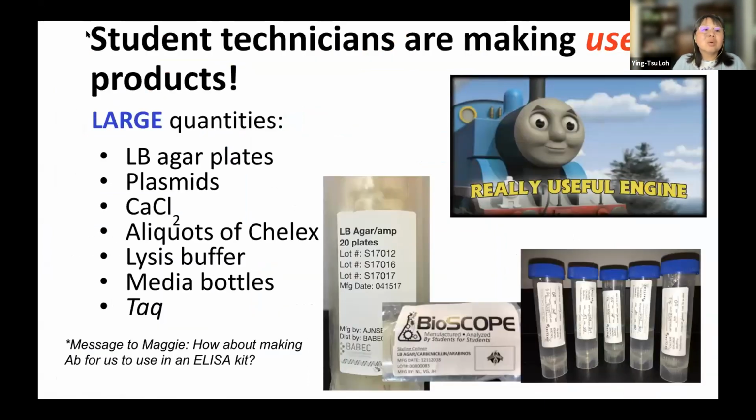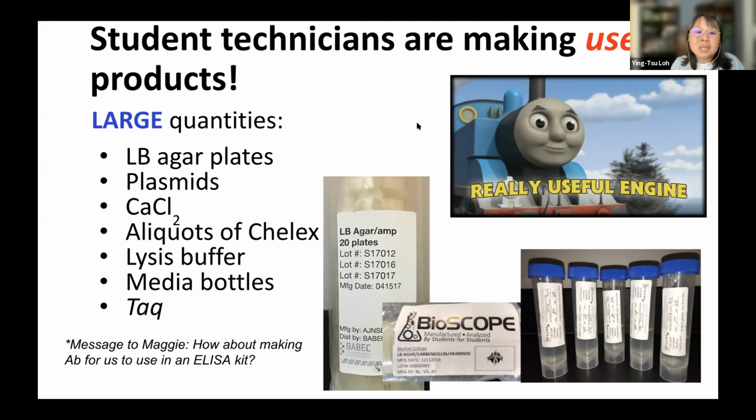Okay, so our supply chain is also about making useful products. If you're a young parent, Thomas the Tank Engine is all about being useful. So our students are technicians that are making useful products that are going somewhere. The agar plates, the plasmids, the calcium chloride, the lysis buffers, the media bottles. You guys talked about making proteins, no more GFP that you dump down the drain.